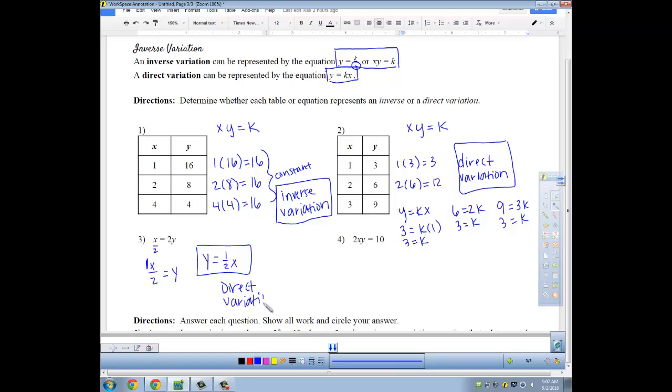You also could have taken this equation x equals 2y and divided by 2. Same thing we did already. Notice that I have a 2 in my denominator. For inverse variation, I needed an x in my denominator, so they didn't match up. Number 4, I'm going to get rid of this 2 by dividing by 2. So we get xy equals 5. So this already looks like inverse variation, because inverse variation right here is x times y equals some number. I have x times y equals some number. So this is inverse.